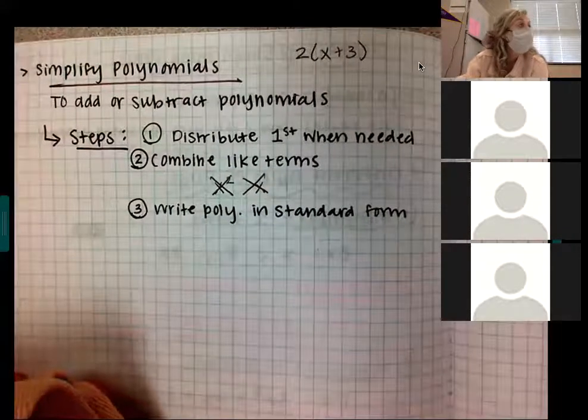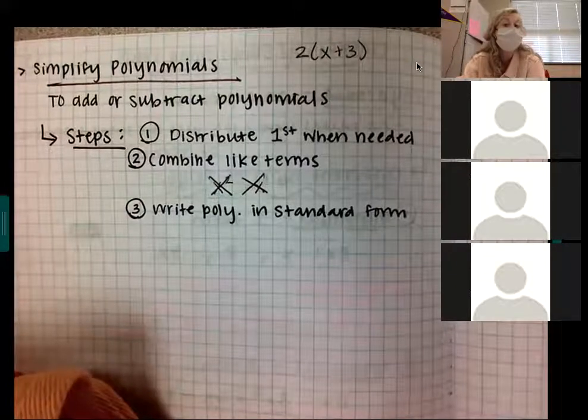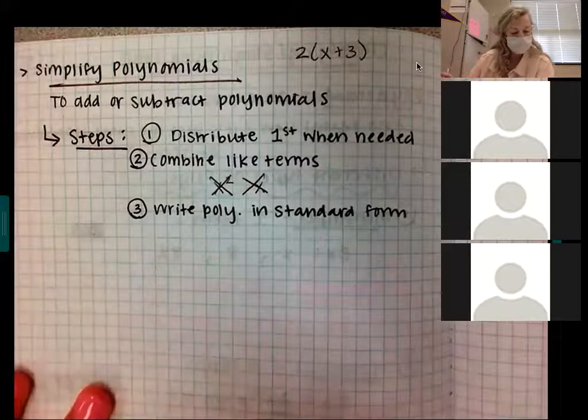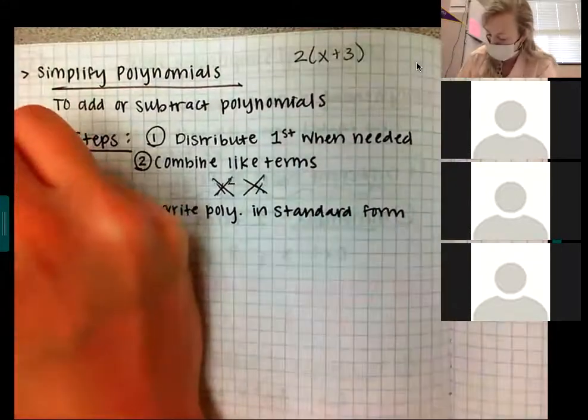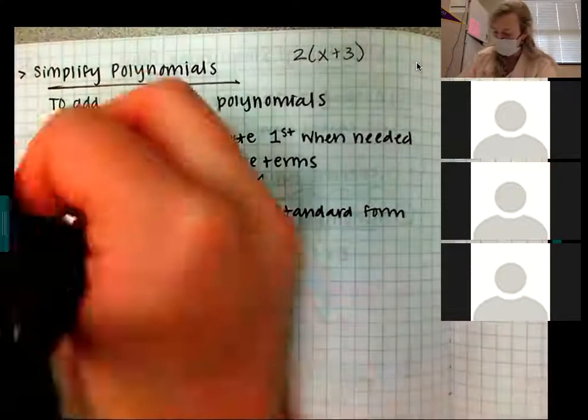We're going to be simplifying. So we're going to distribute if we need to, then we're going to combine like terms, and then we're going to write it in standard form. So here's example 1. I want you to simplify this polynomial.